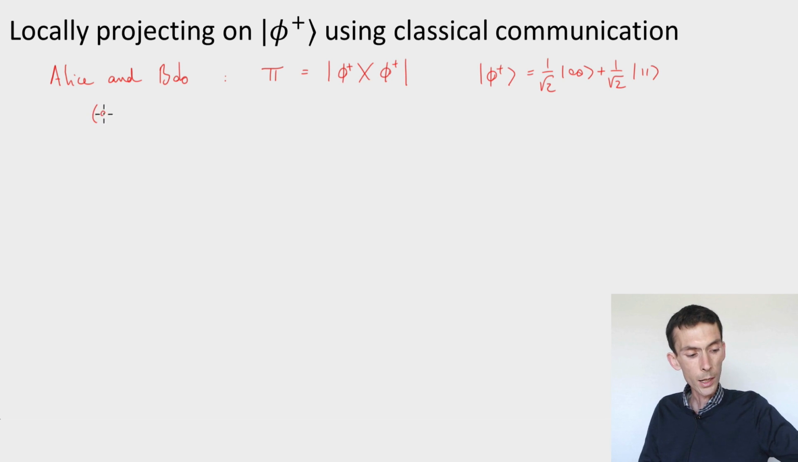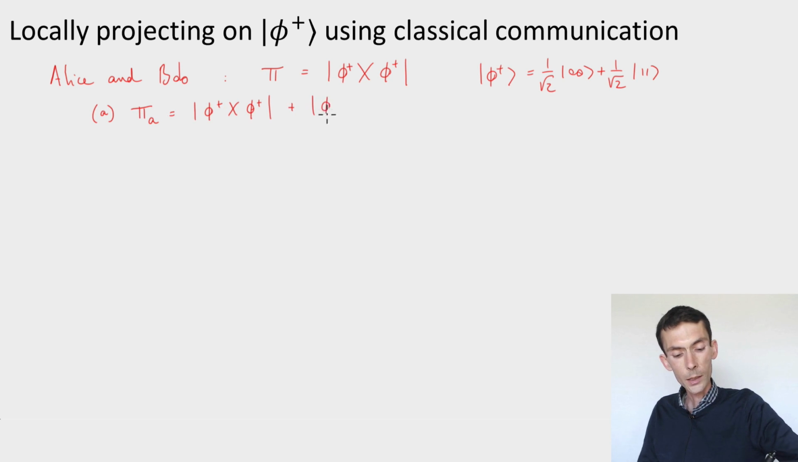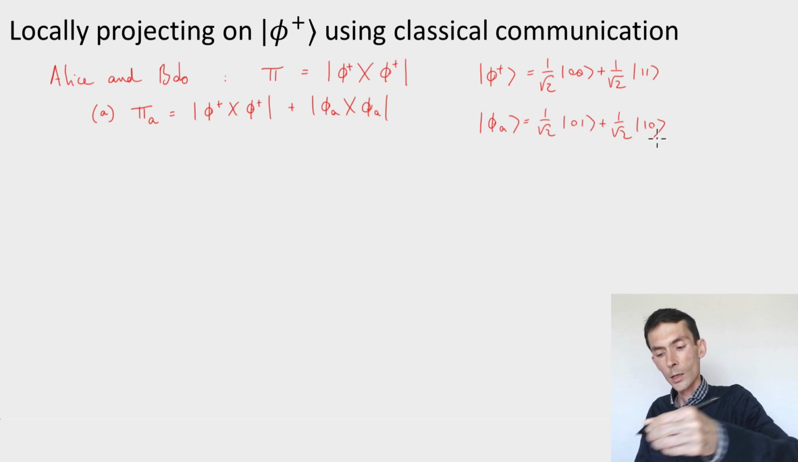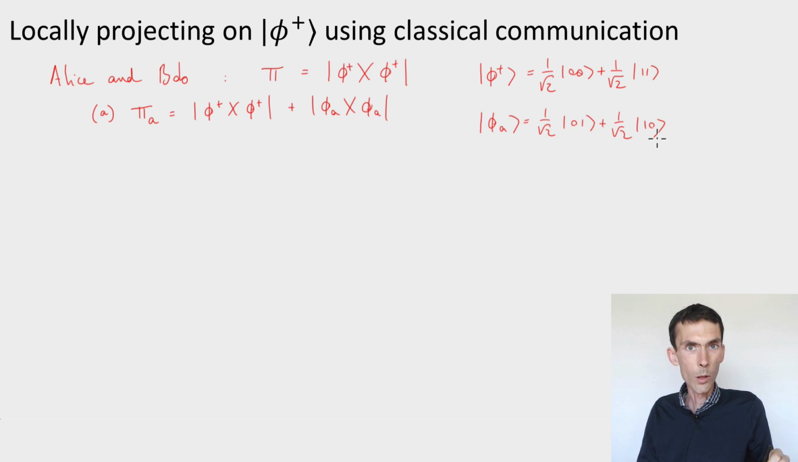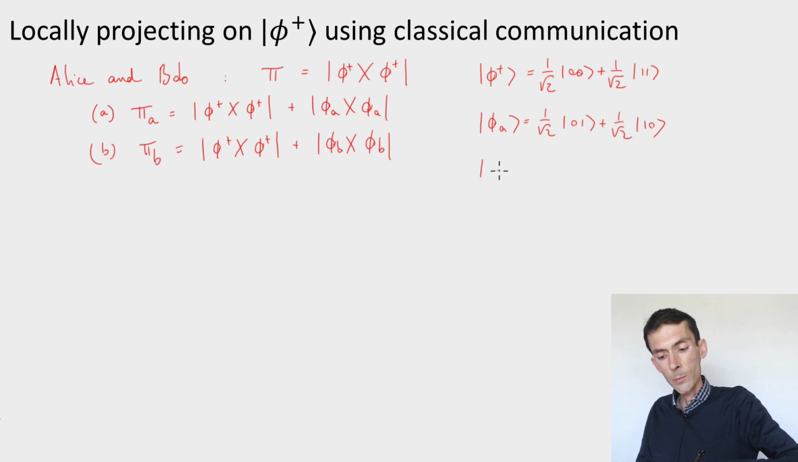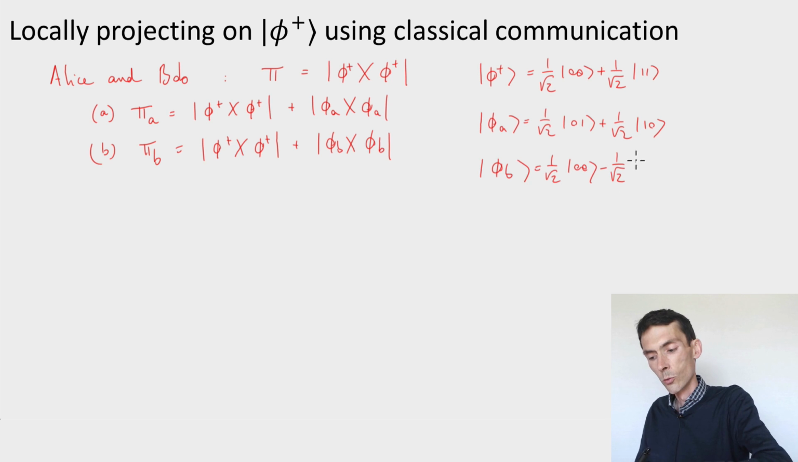There was projection Π_A, which would be the projection on φ+ and φ_A, where the state φ_A is 1/√2 |01⟩ + 1/√2 |10⟩, and the projection Π_B, which projects on φ+ and φ_B, where φ_B is the state 1/√2 |00⟩ − 1/√2 |11⟩.